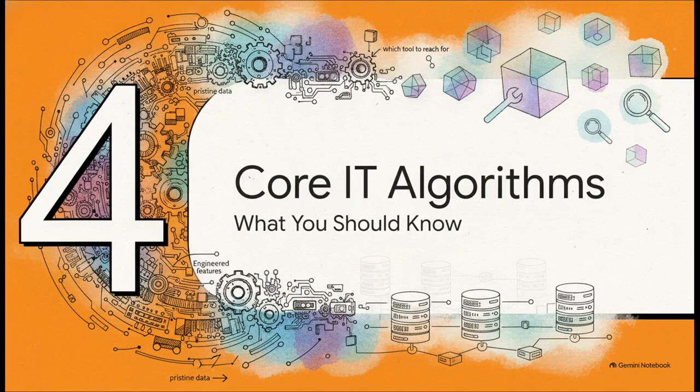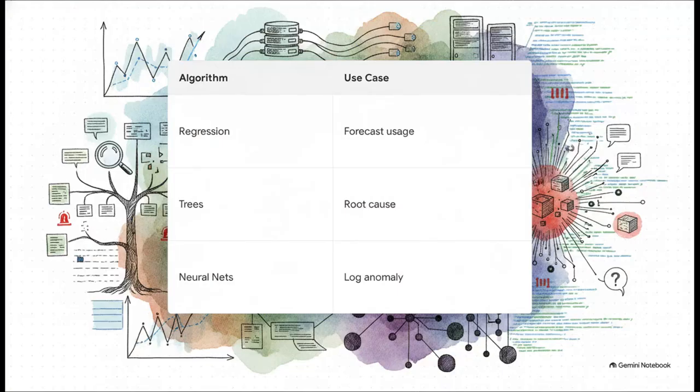Let's roll right into Section 4, Core Algorithms for IT. Let's translate these math algorithms into your daily reality. Look, you don't need to master every algorithm on the planet, but you do need to know which tool to grab. Use linear and logistic regression to predict values or binary outcomes, like forecasting bandwidth consumption months out or flagging a sudden spike in failed logins.